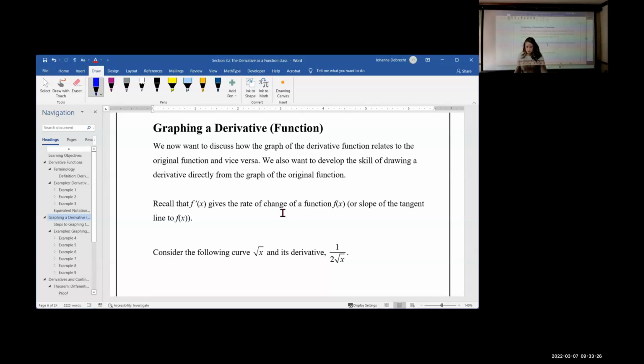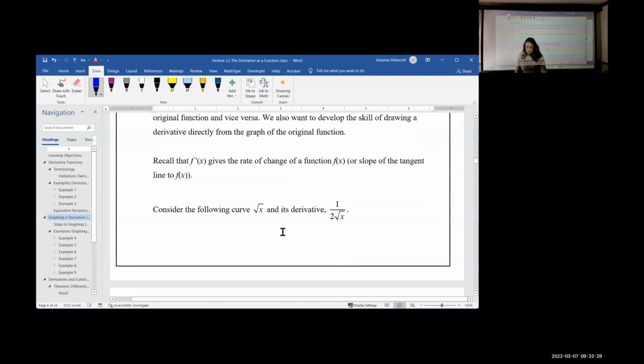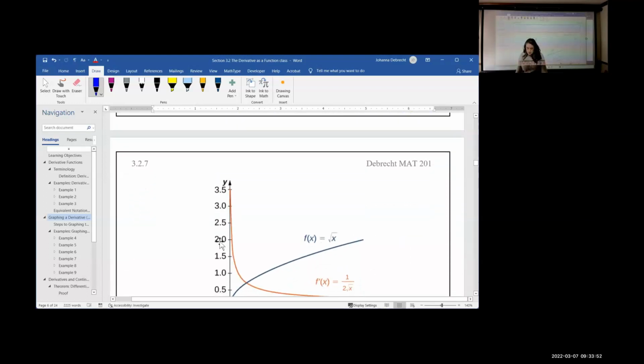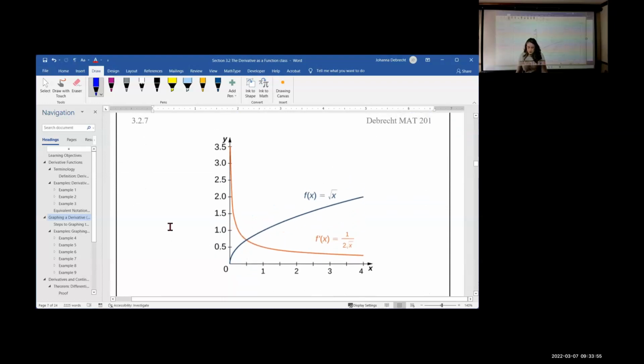All right. So we're going to start with the curve, the square root of x, and its derivative is 1 over 2 the square root of x. So we're thinking about the function square root of x as being f, and f prime of x, which is dy dx, is equal to 1 over 2 the square root of x. All right. So what does it look like? So here are the two graphs, one on top of the other, and let's take a look and see if we can figure out why the graphs have this relationship to each other.